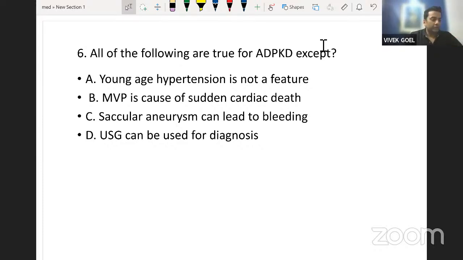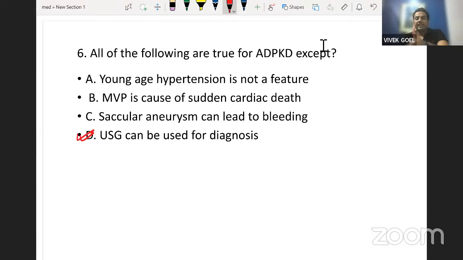Totally agreed. So there must be large cystic kidneys drawn here. All are true for ADPKD except, I mean, what? What is false about ADPKD? Now, first, let me clear the very, very easy ones. Ultrasound can be used for diagnosis of ADPKD. This is 110% correct. There is no doubt in this.